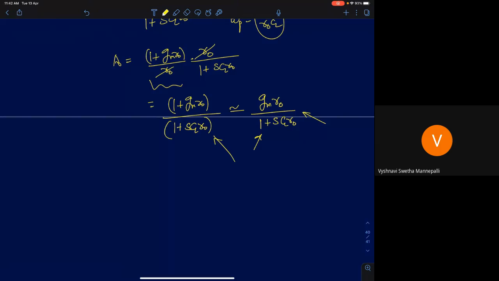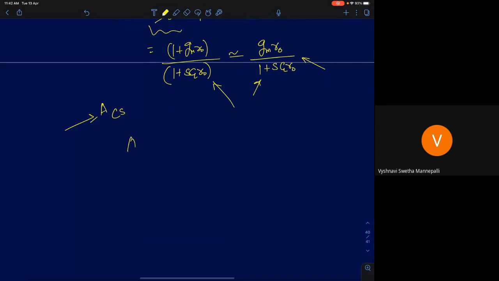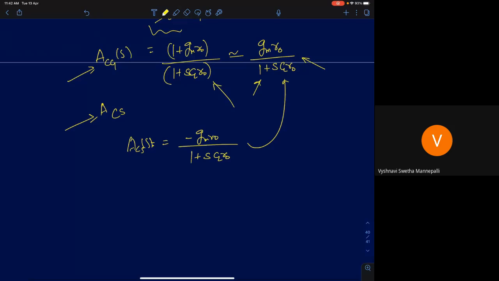So how does it compare with common source and common drain? Let's first compare with common source. What was the common source transfer function? Common source, the transfer function ACS of S was minus of GM R naught upon 1 plus S CL R naught. So how does it compare to the transfer function of common gate? Only the phase is changed. That's it. There is only a 180-degree phase shift. There is no other change in the system.